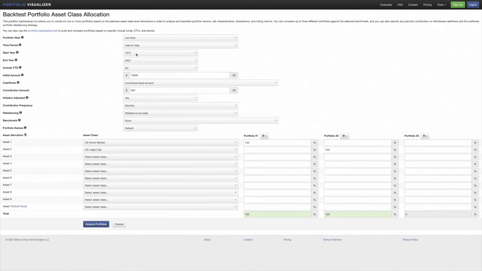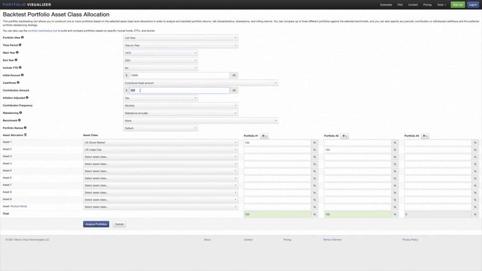We're going to look from 1972, which is as far back as it goes, to the present. We're going to assume we invest $10,000 at the start. A lot of money today. That was really a lot of money in 1972, the year my parents bought the home I grew up in. I think they paid $29,000 for it. Anyway, we're going to add to the investment $500 a month.